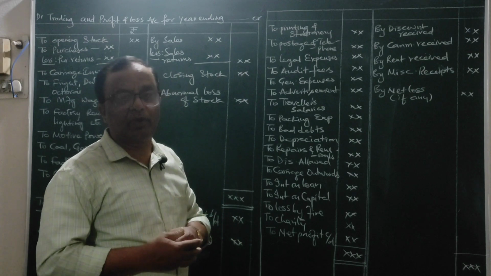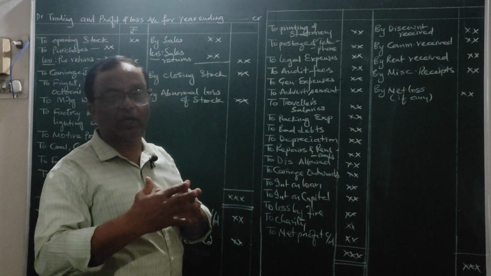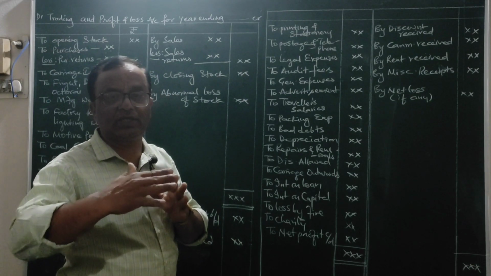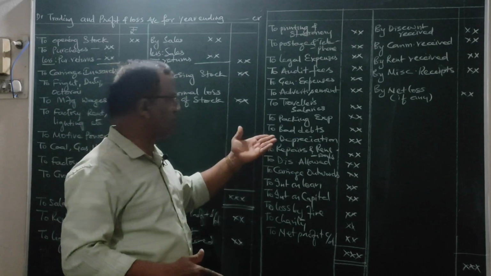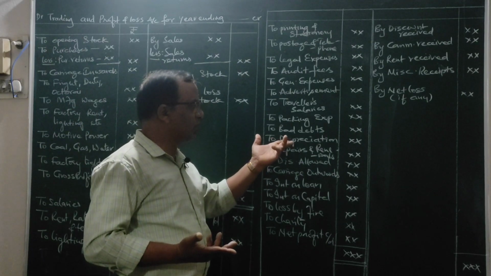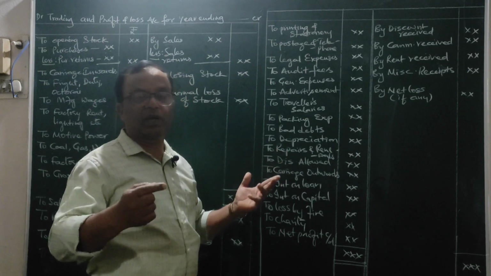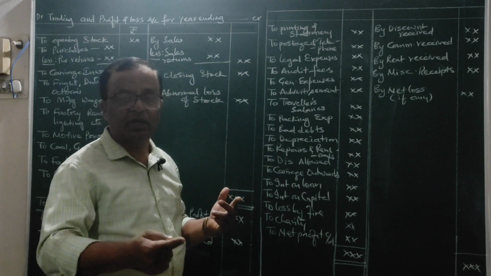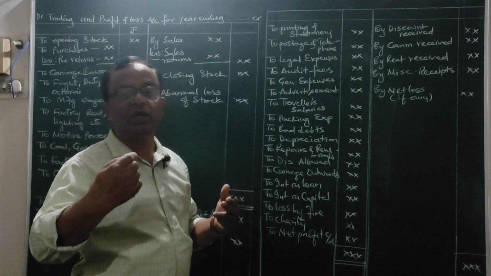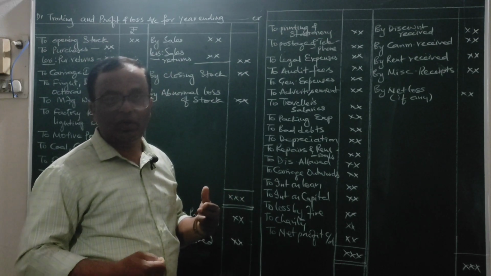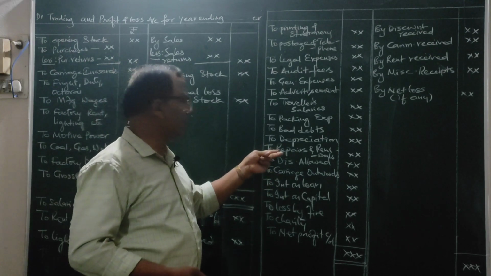Then again, depreciation. You people are aware about depreciation. It is a gradual and continuous decrease in the value of assets as time passes on. It is an expense, we can say. So depreciation. Then again, repairs and renewals. Expenses incurred for repairing our assets, and renewals, for renewing some particular licenses. Whatever expenses are incurred, those are indirect expenses.